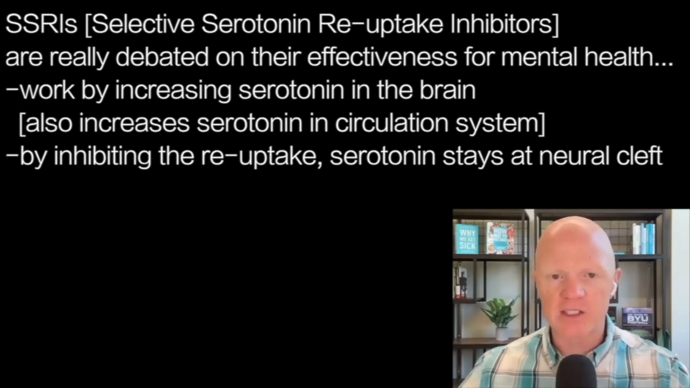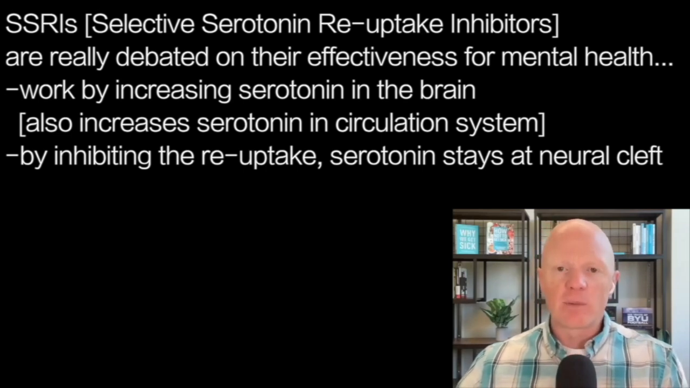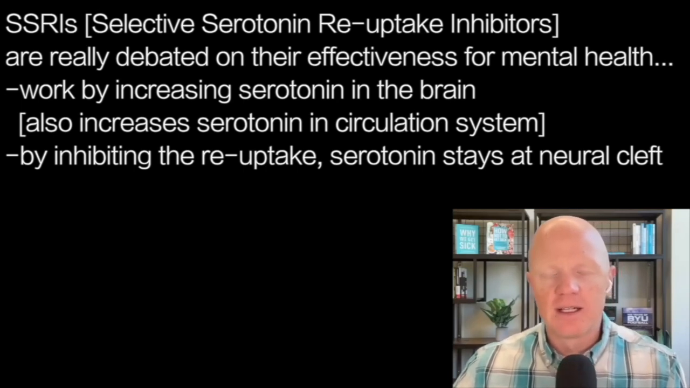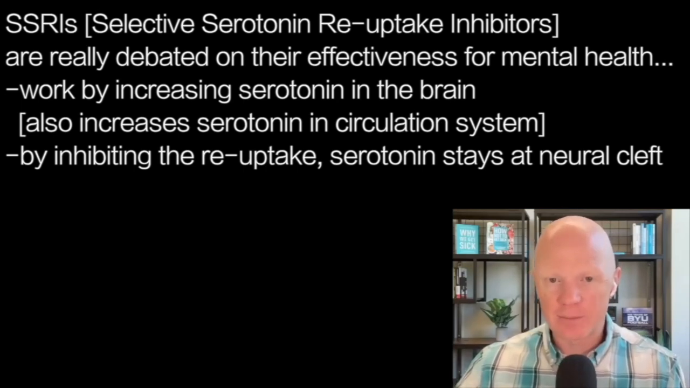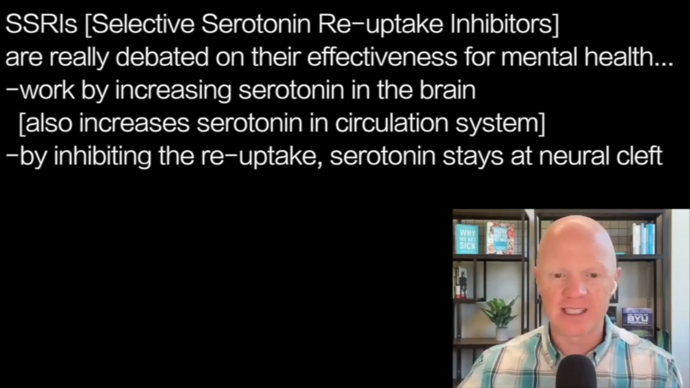But having said all that, let's start with the first one, as debated as it is: selective serotonin reuptake inhibitors, SSRIs. The mechanism whereby these work, and this is drugs like fluoxetine, sertraline, and more, is that they function by increasing serotonin in the brain. Now, this does have a spillover effect of increasing serotonin in the systemic circulation, or in the blood outside of the brain.